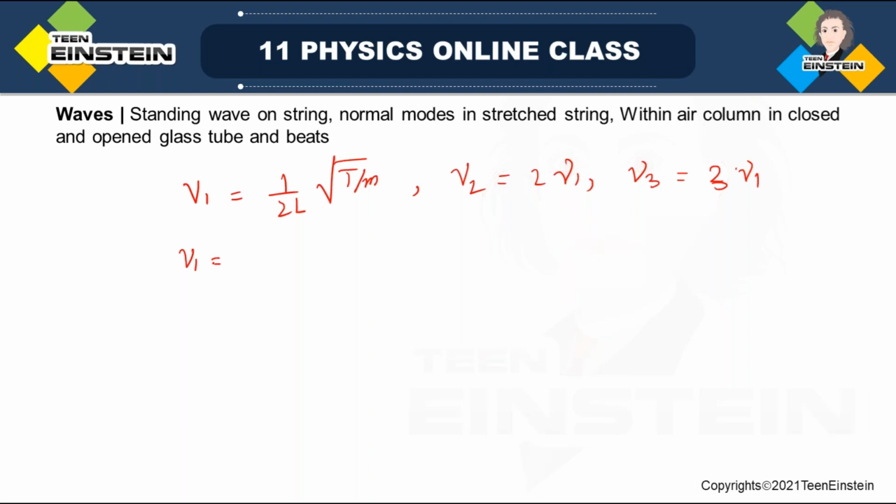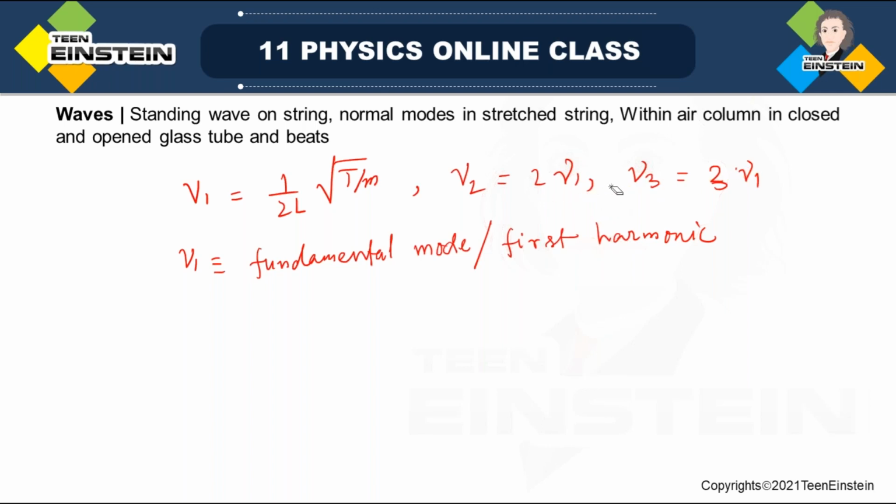So this is the fundamental, the lowest frequency. The lowest frequency is called the fundamental mode or first harmonic. All are called harmonics.